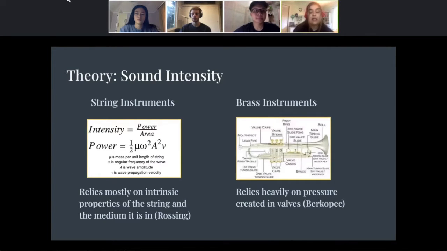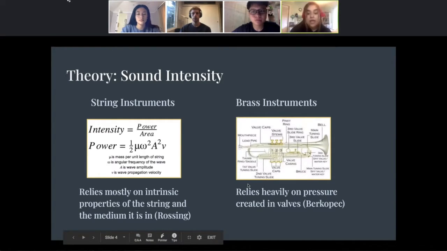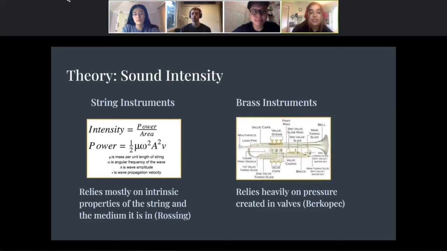Another thing that's important to understand about audio is that different types of instruments propagate through the air differently. In this experiment, we focused on two classes of instruments, string and brass. The sound created by string instruments depends heavily on intrinsic properties of the string and the medium it is in, for example, the mass density of the string or the density of the air. Meanwhile, the sound created by brass instruments depends heavily on the pressure in the valves of the instrument as well as the material of the instrument and the shape of the valves, which changes depending on the way a person blows into it or pushes certain buttons.